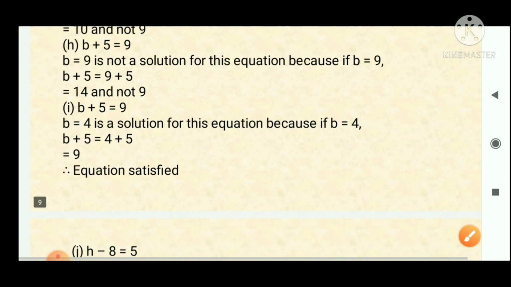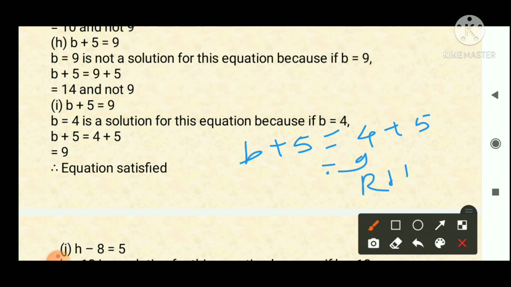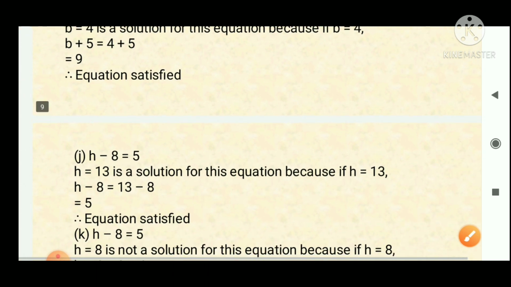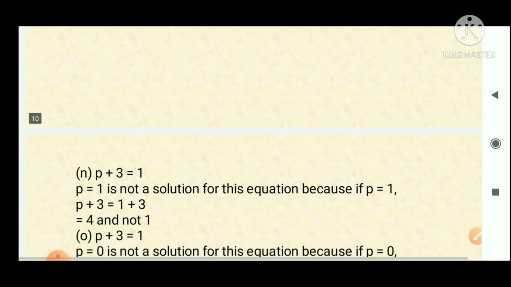Next we have to take the value of b is equal to 4. Now the left hand side of this equation is b plus 5. If we put the value of b is equal to 4, then we get 4 plus 5 is equal to 9, which is the right hand side. So here the equation is satisfied. So for b plus 5 is equal to 9, b is equal to 4 is a solution for this equation. Next equation, h minus 8 is equal to 5.